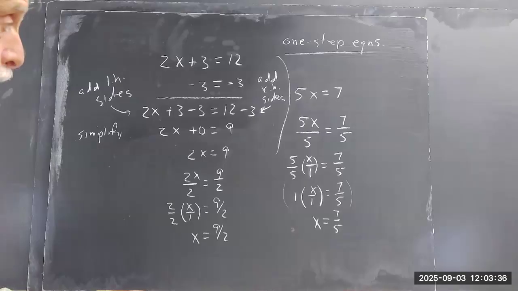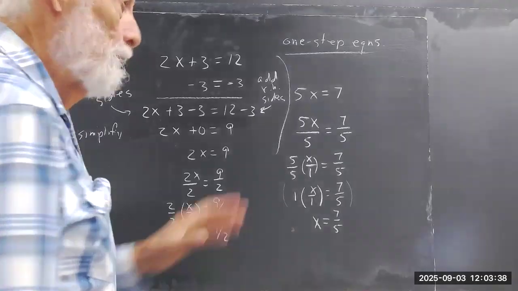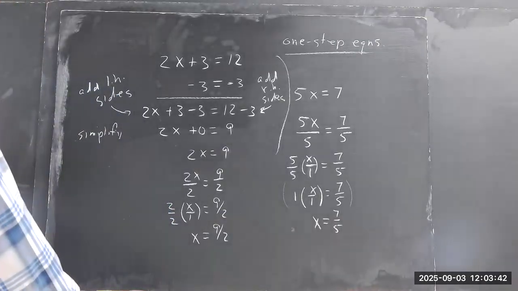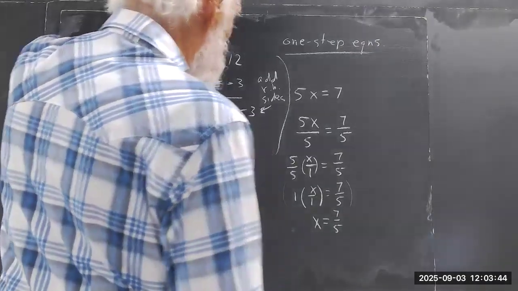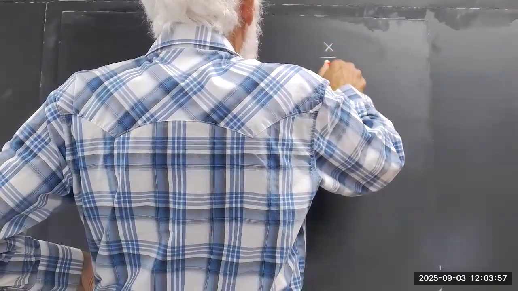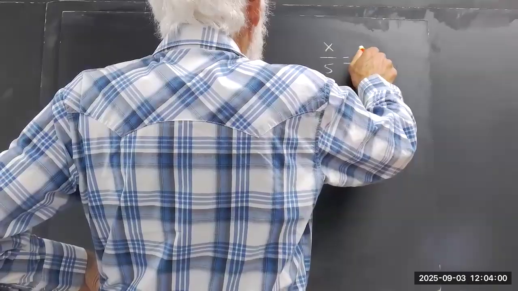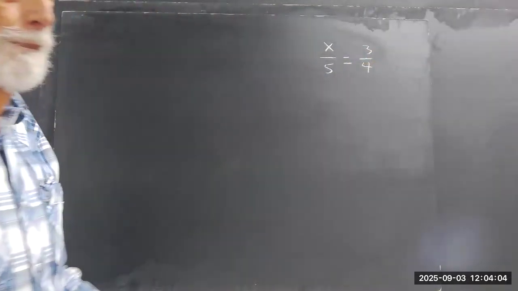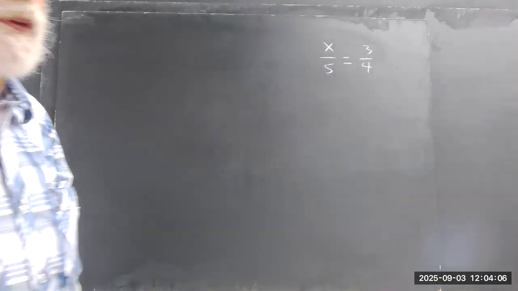Now there's another one, and this one tends to escape people from the first part of the course to the last. One of my big conundrums. How about you have x over 5 equals 3/4. Let's see what you do with that one.